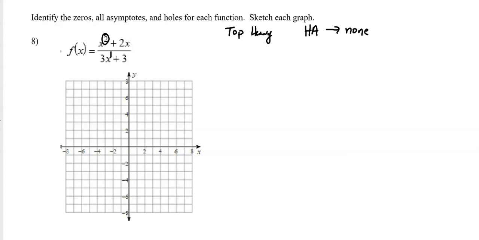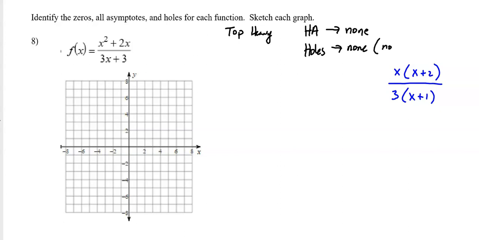Then I'm going to go ahead and factor this, and I'm going to get x times x plus 2 all over 3 times x plus 1. Well, nothing canceled. So for holes, I'm going to say none, because nothing canceled. If something canceled out, then there's a hole there. But there's not, so I'm not going to worry about it.